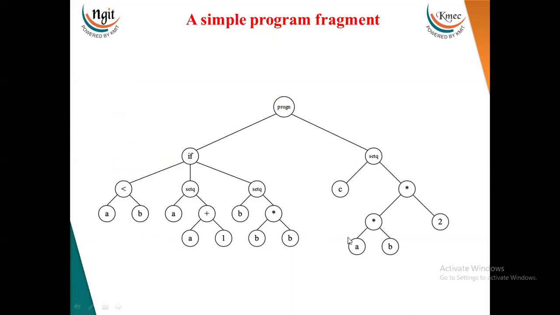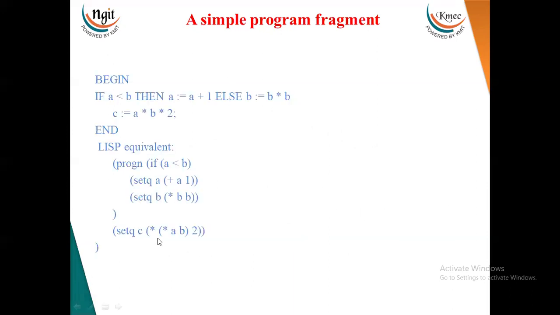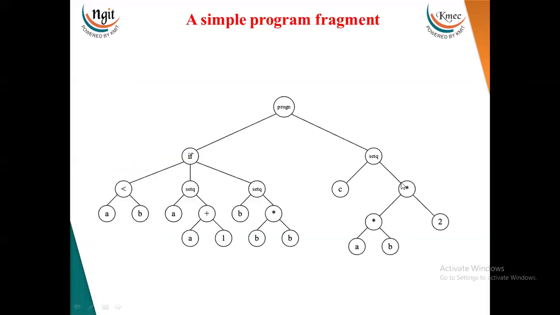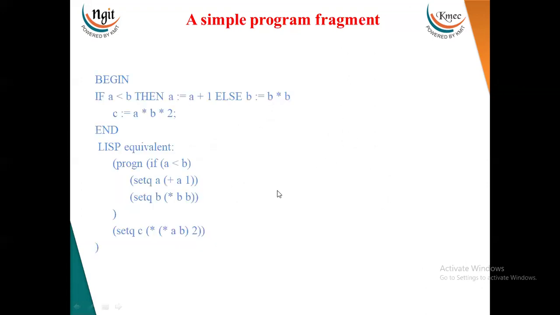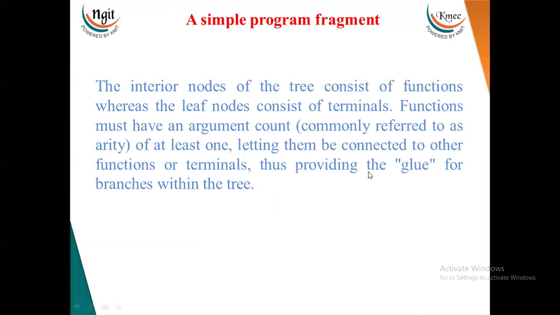What we are doing: first we go for A into B, again B into C, and C as B into 2, and this is your C. If you see here, A into B into 2, so A into B into 2 equal to C. So you are setting Q, C. This is a tree representation, and this is a Lisp representation of genetic programming.